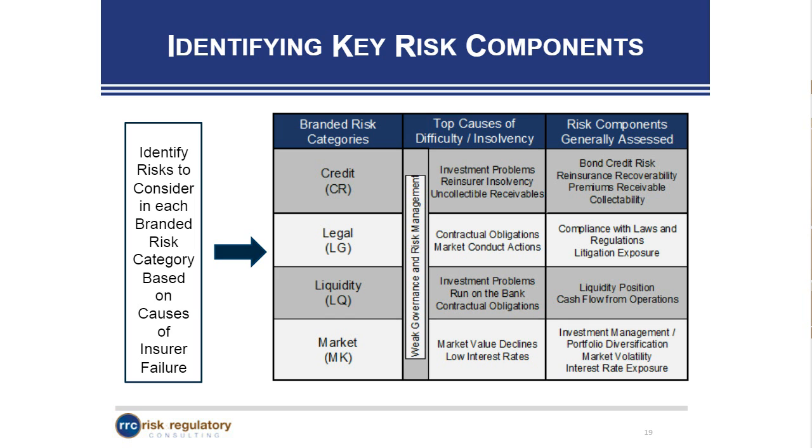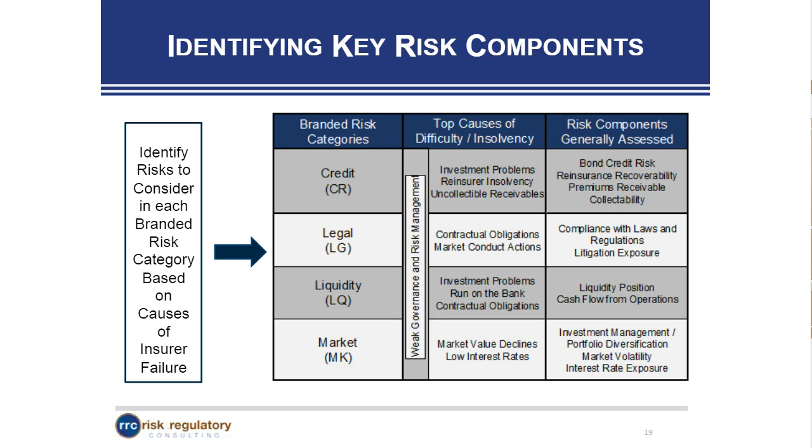But on the last box on the right, what we've done is said, all right, so understanding that there's causes out there for insurer problems, what risk components would we think about assessing on any analysis in order to make sure that we've captured within our consideration the root causes of insurer problems? In other words, we're focusing our efforts on the areas where companies in the past have had financial difficulty, and our company may be susceptible to that.